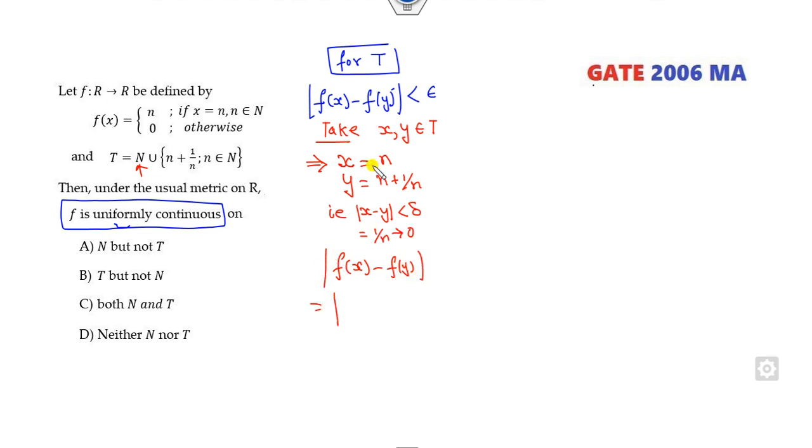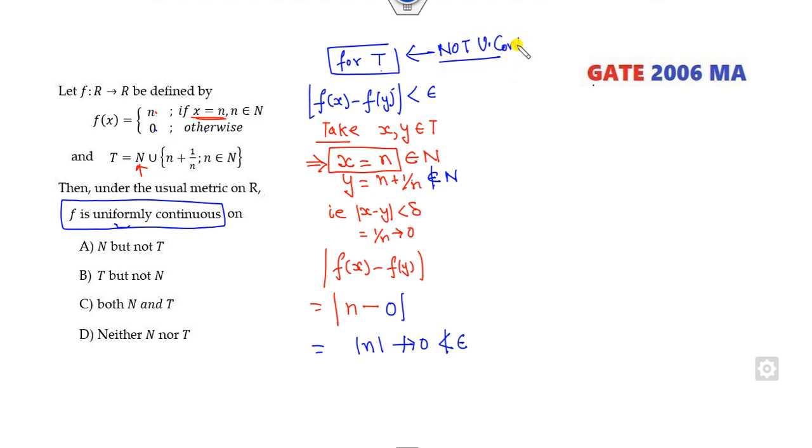I can start from here. x is my natural number. When x is a natural number, the answer will be n. The second, n plus 1 over n, is not a natural number. If it is not, the answer will be 0. So clearly the difference is n, which does not go to 0. It means for T, the function is not uniformly continuous. Fine. By the definition, it is not continuous. So T is cancelled out.